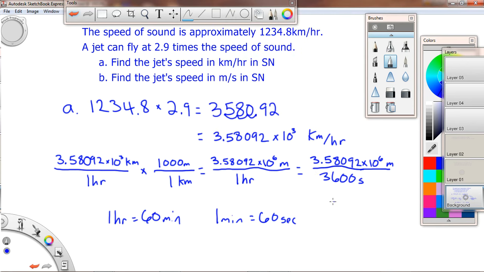994.7. So my final answer is going to be 994.7 meters per second. Scientific notation. Sorry, I need to do this in scientific notation. All right, here we go. Let's take this, move it over here a little bit.